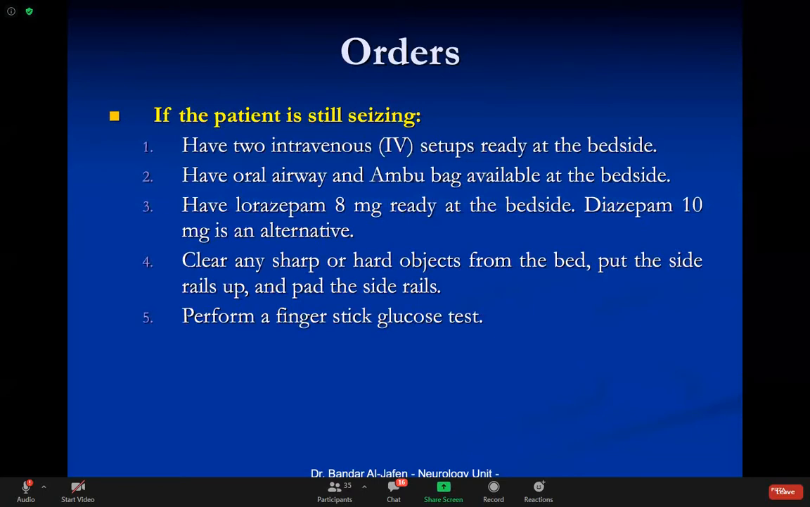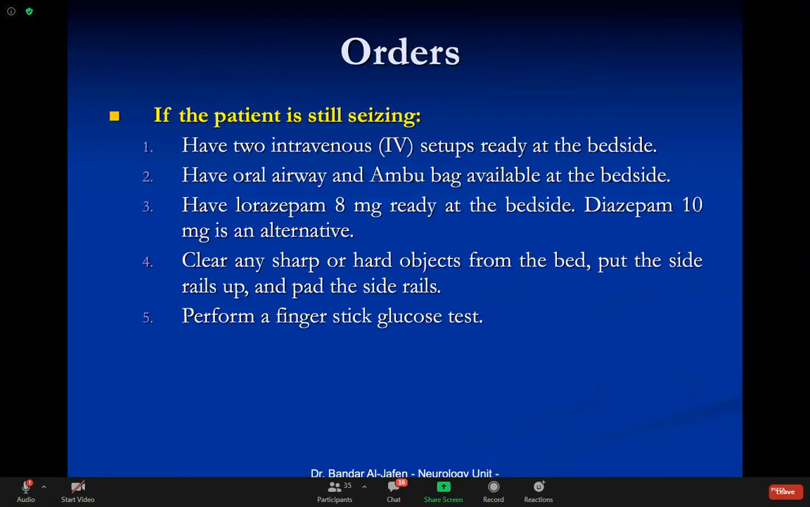You have 2 IVs set up ready at the bedside. Make sure there's an oral airway. These patients are unconscious, and sometimes if the seizure is prolonged, they risk aspiration. You want to protect them from that. Sometimes your drugs are going to cause excessive sedation, and you need to be able to rescue them. You're going to start with something like lorazepam or diazepam. You have to be ready at the bedside for a quick administration.